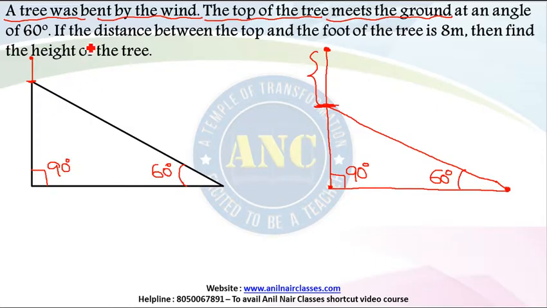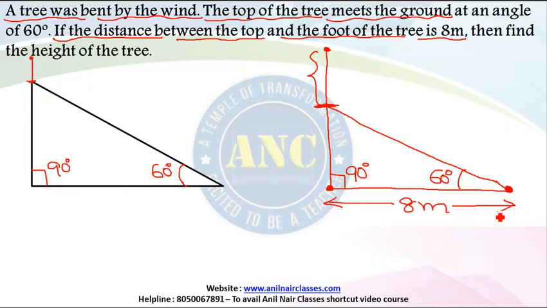Next statement: the distance between the top and the foot of the tree is 8 meters. I told you that this is the top of the tree which is bent and coming down like this, and this is the foot of the tree. The distance between the top and the foot of the tree is 8 meters according to the question. Find the height of the tree.